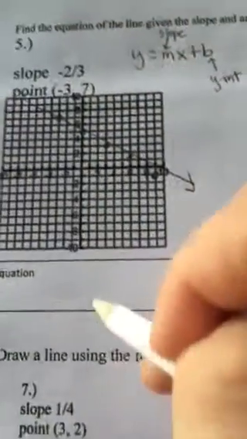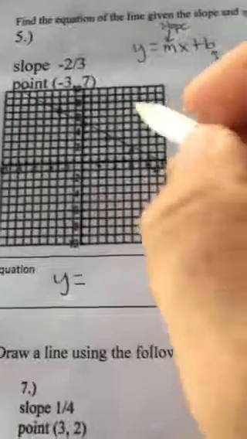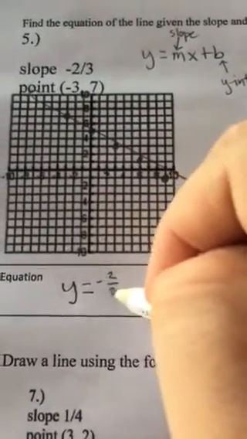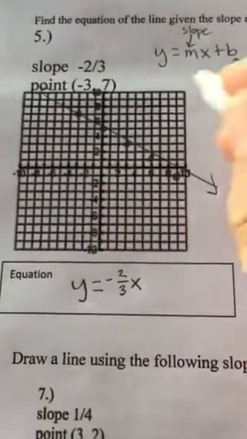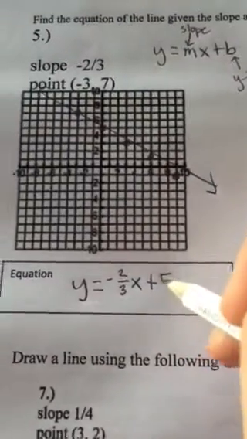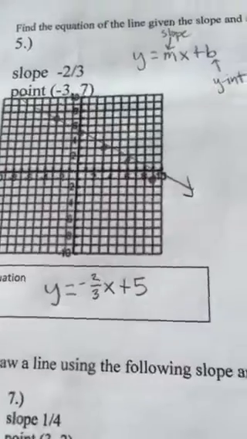So for my equation, I'm going to write y equals m, which is the slope. So that's negative 2/3. And then we write our x plus our b value, which is the y-intercept at 5. So plus 5. So that's our equation, y equals negative 2/3 x plus 5.